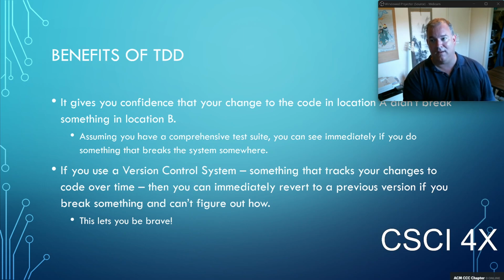Now, not everything can be TDD'd, but everything you can, you should write tests for. And if you have a version control system, which everybody does in professional computer science, your guys' version control system is, I don't know, saving a backup file or something. But if you're using a version control system where you're checking in new versions on GitHub and things like that, then if you break something, you can just revert back to the previous version and be like, let's pretend we didn't see that.